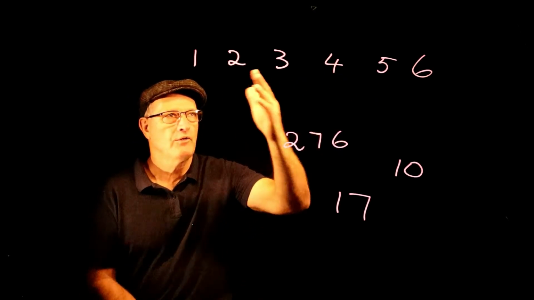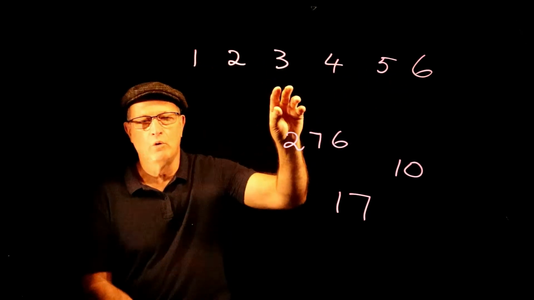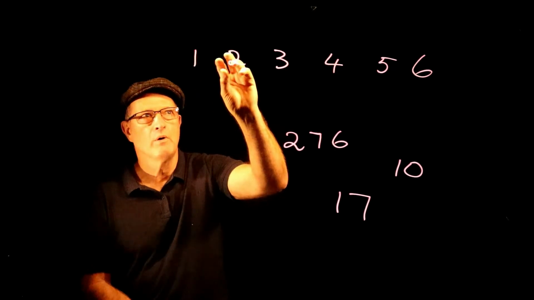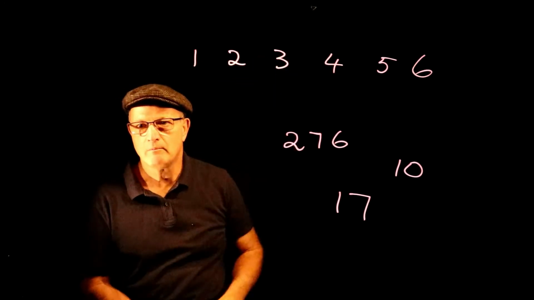Patterns are just a sequence of numbers in order that are following some rule. And the rule for this one is we're going to add 1 to every number that we write. So we write 1, then we add 1. 2, we add 1. 3, easy.